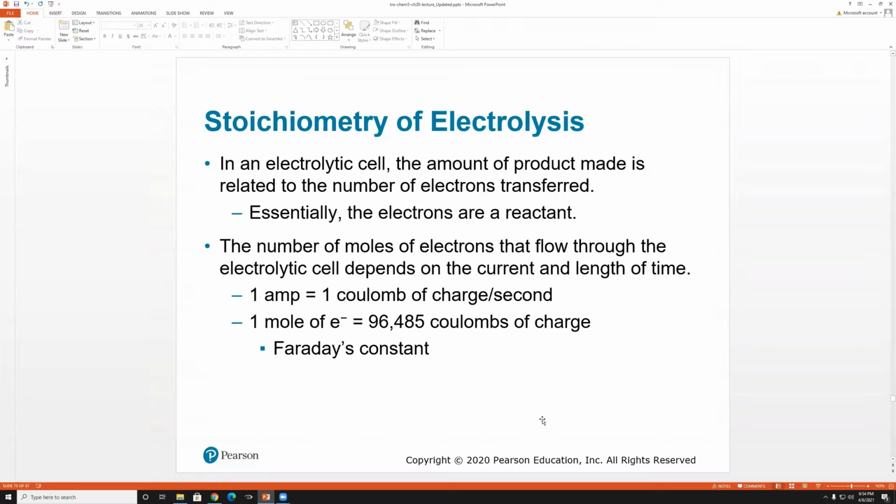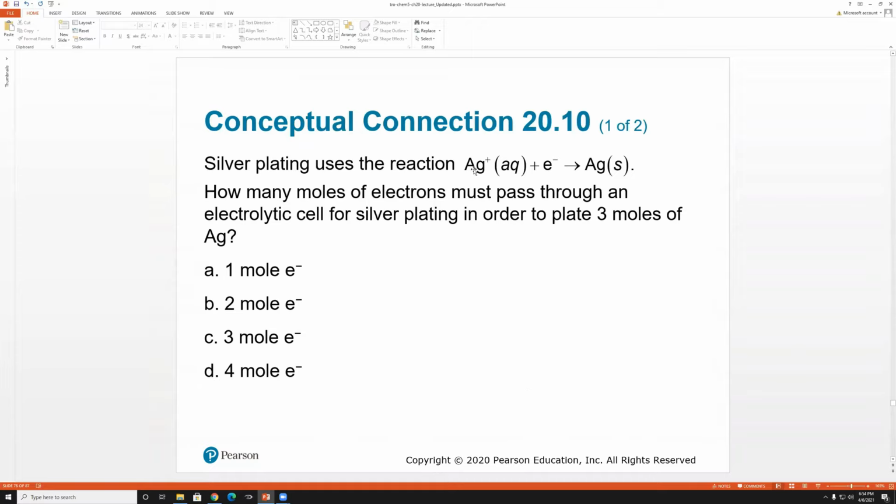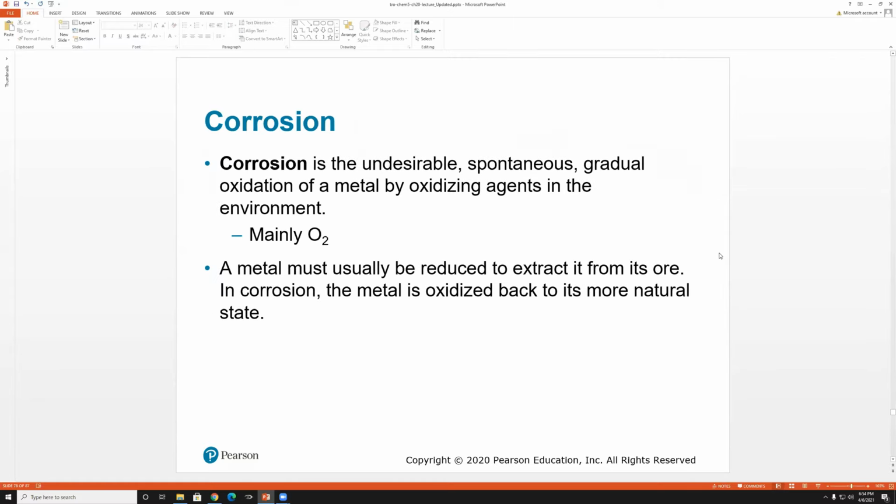Stoichiometry of electrolysis. It's kind of basic. If you have this reaction, this reduction of silver, how many moles of electrons must pass through an electrolytic cell for silver plating in order to plate 3 moles of silver? Well, it's 1 electron per atom. So it would be 3 moles of electrons for 3 moles of silver. That's what we mean by stoichiometry, that the ratios of our electrons are compatible with that of the atoms. So we can use the same math we've always been doing.